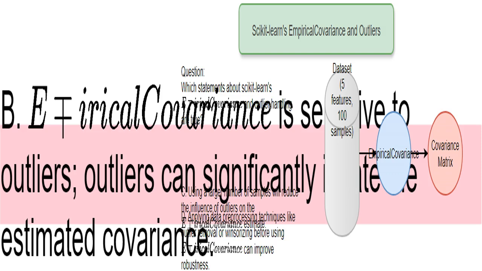This statement says that empirical covariance is strongly affected by outliers. I need to consider if this is true. It's an important consideration because the presence of outliers can significantly distort the results of a covariance calculation. Outliers can inflate the calculated covariance values, leading to inaccurate or misleading conclusions.